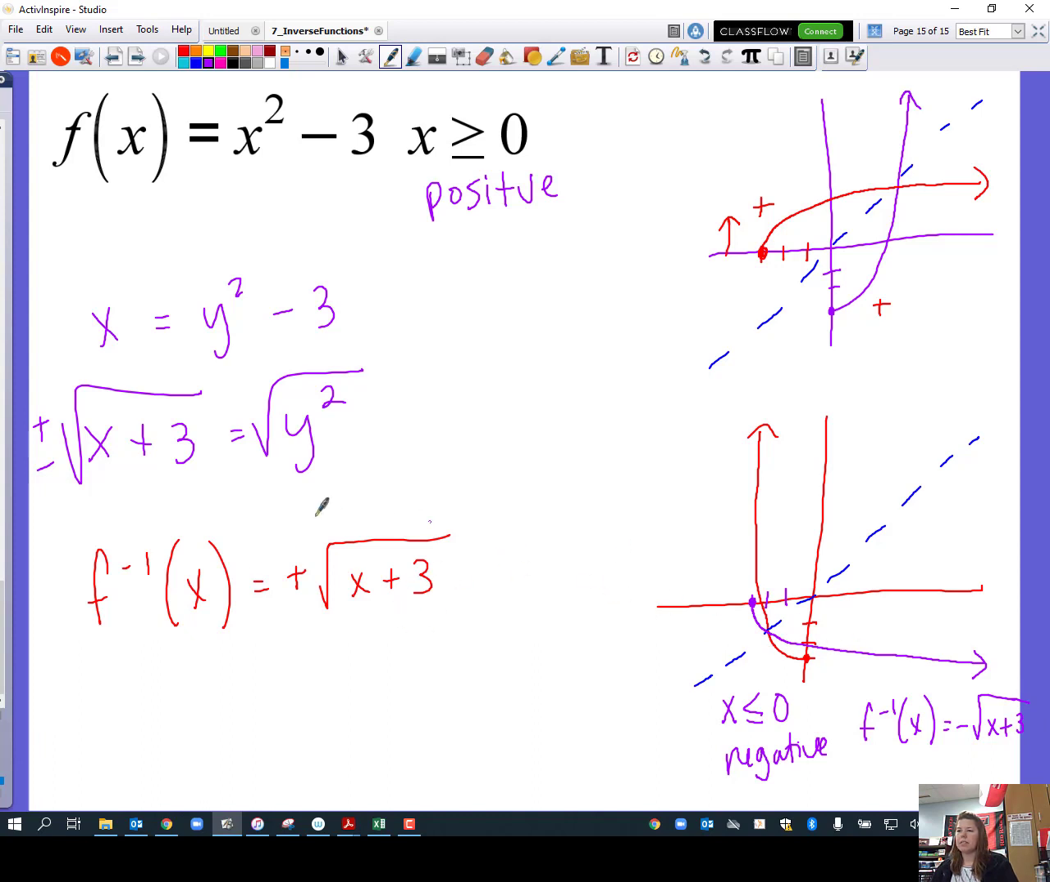So that's the positive version and the negative version. So if we're using the negative side of our graph, it's the negative square root. If it's the positive side of our graph, then it's the positive square root when we're solving. Hope that helps.